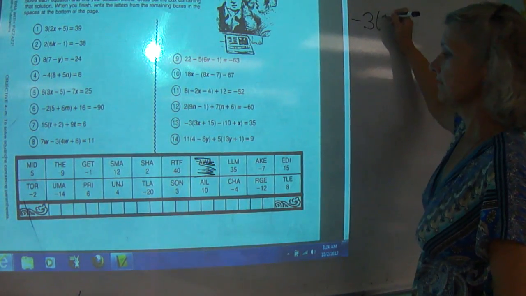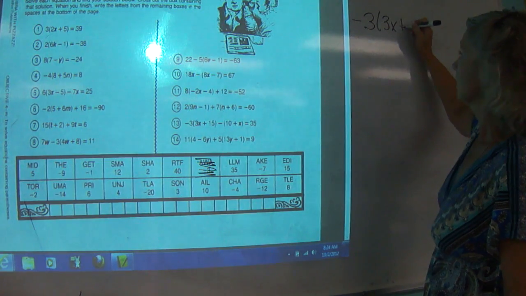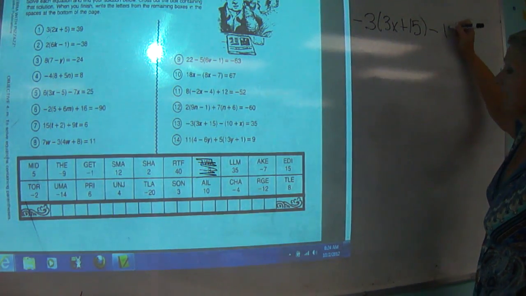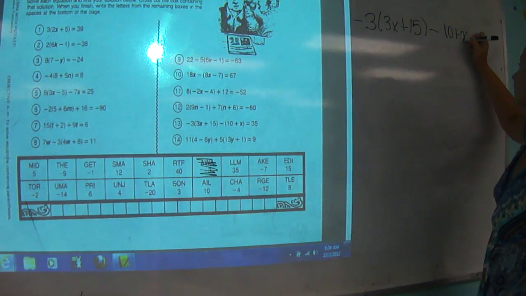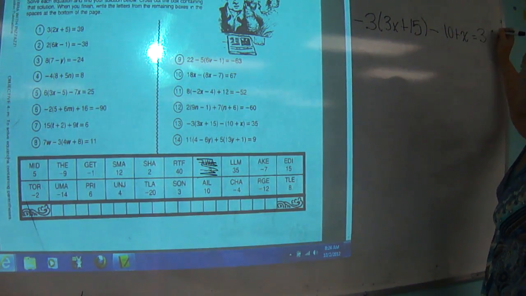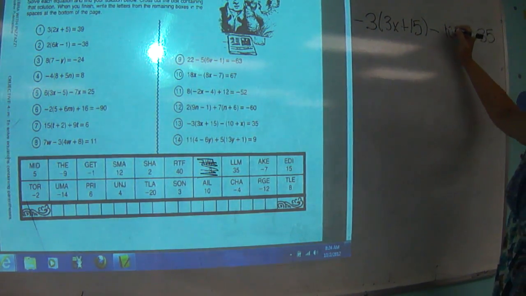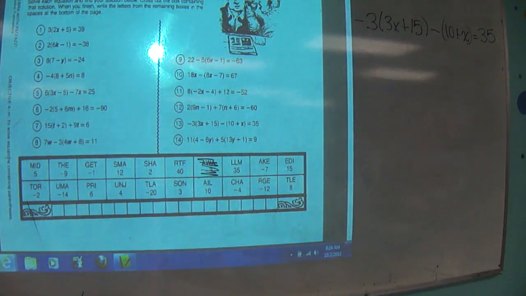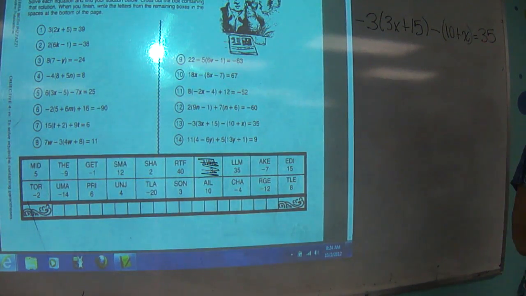Now I'm going to shift this a little bit into the dark. -3 times 3x plus 15 minus 10 plus x equals 35. And 10 plus x is in parentheses. All right? So, a couple things you want to watch.